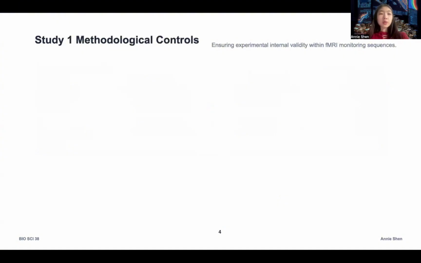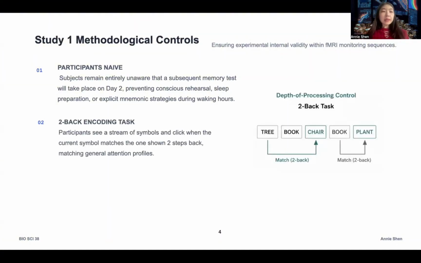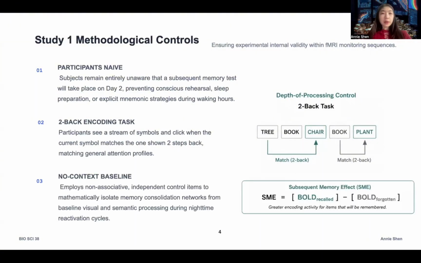Several experimental controls strengthen the internal validity. First, participants are unaware that a subsequent memory test will take place on day 2. This prevents their conscious rehearsal during waking hours. Second, the within-subject design allowed each participant to serve as their own control, reducing variability from individual differences in baseline memory ability. Third, the design included a baseline condition without contextual information, helping to isolate hippocampal activity specifically related to contextual memory encoding.